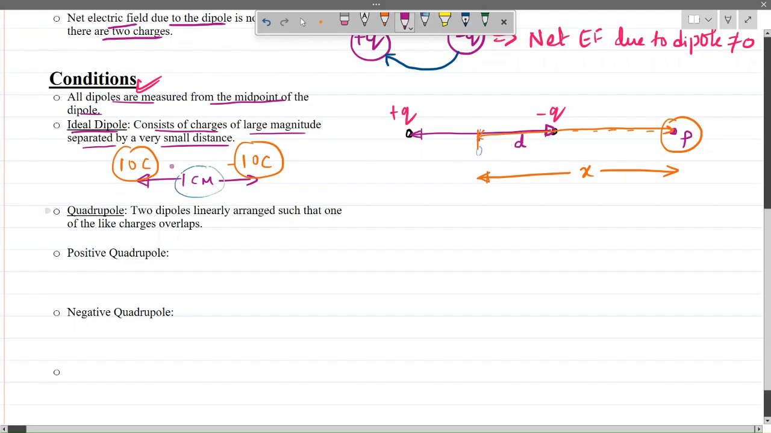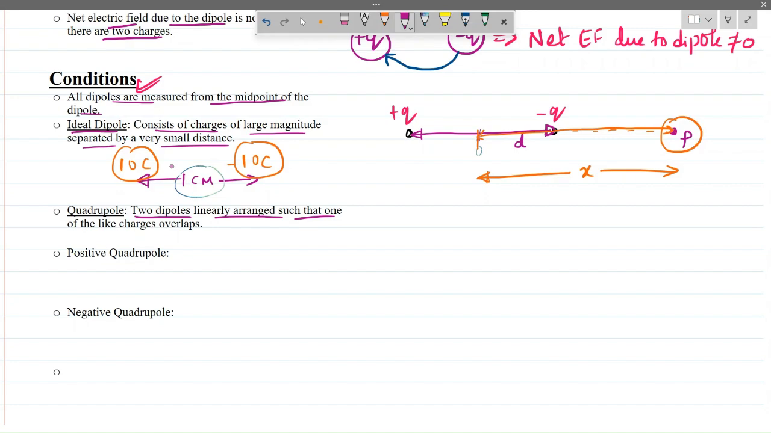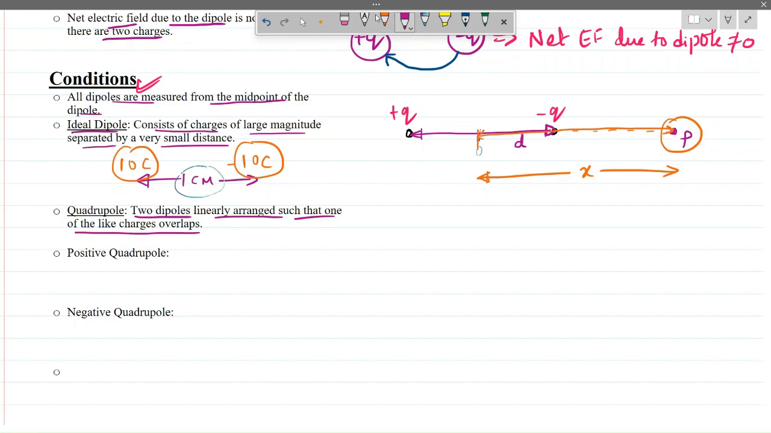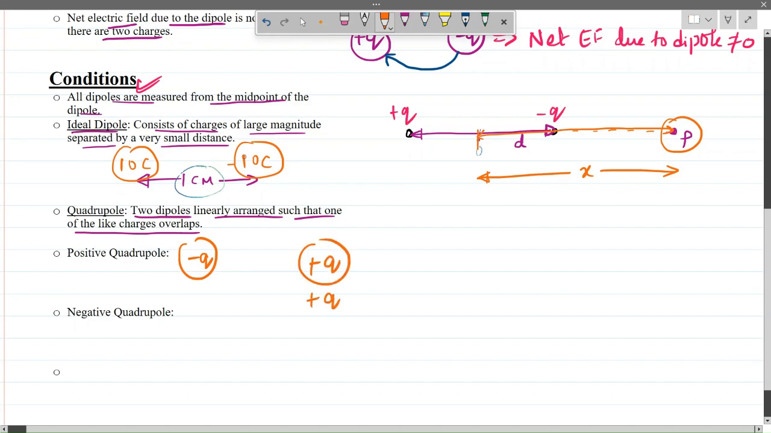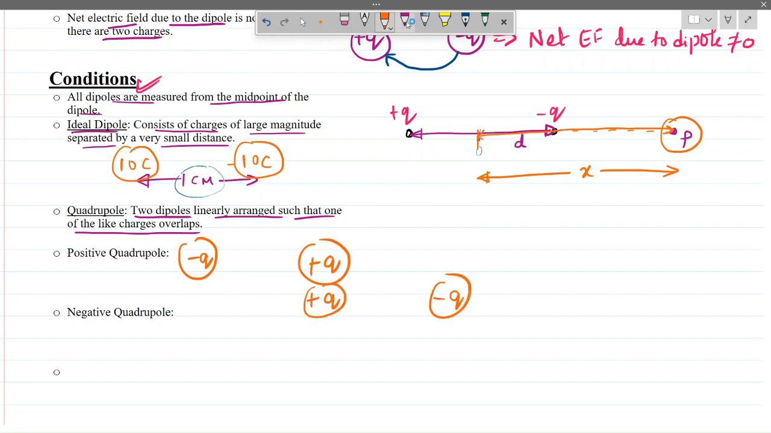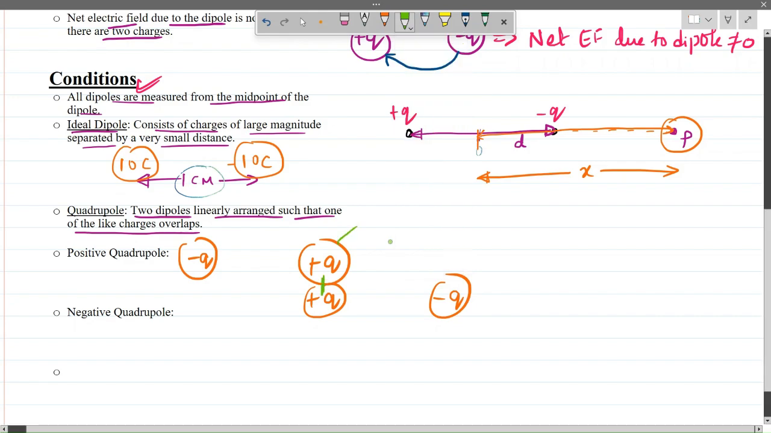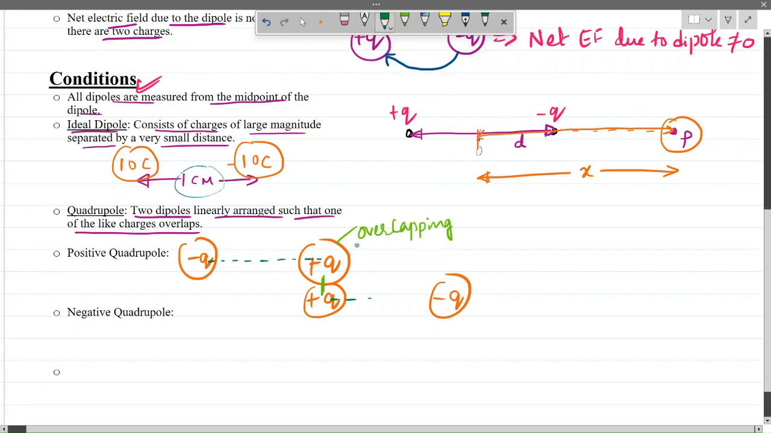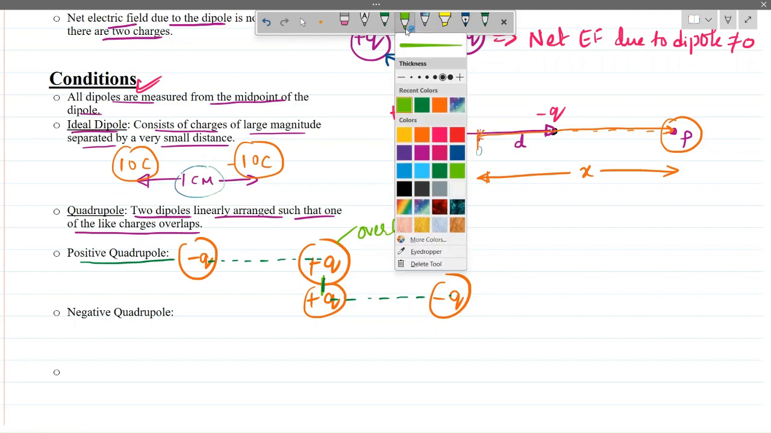Now let us understand what a quadrupole is. It is two dipoles linearly arranged such that the like charges overlap. Say for example, there are two sets of dipoles of the same magnitude: minus q, plus q, plus q, minus q. These two positive charges are overlapping, and the charges are linearly arranged. This type of arrangement is called a positive quadrupole.